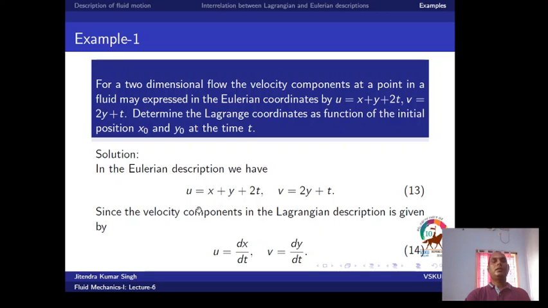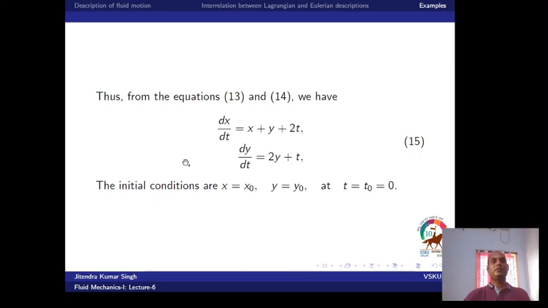So how shall we solve it? It is given in the Eulerian description: u equal to x plus y plus 2t, v equal to 2y plus t. Since in the Lagrangian description we express u as dx by dt and v as dy by dt, we shall use equation 14 in equation 13 and get a system of equations: dx by dt equal to x plus y plus 2t, dy by dt equal to 2y plus t. This is a system of two first order equations, a simultaneous system.